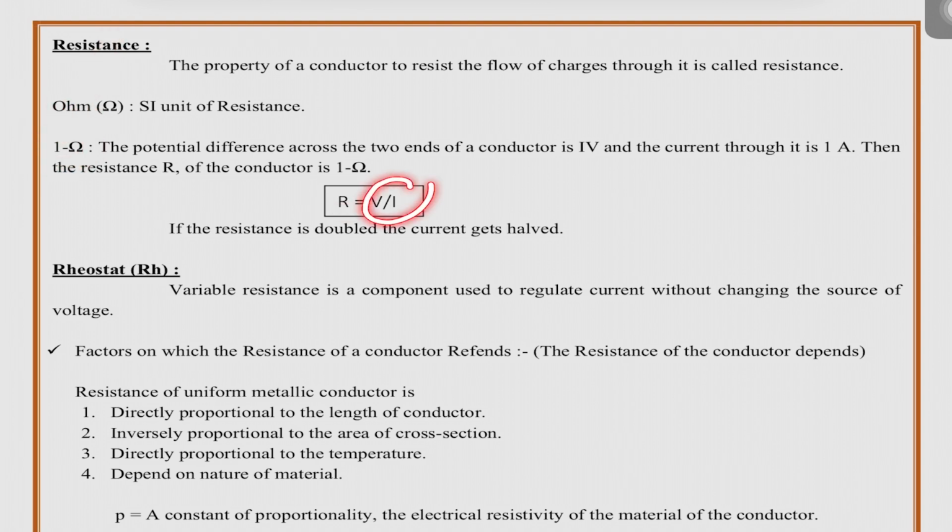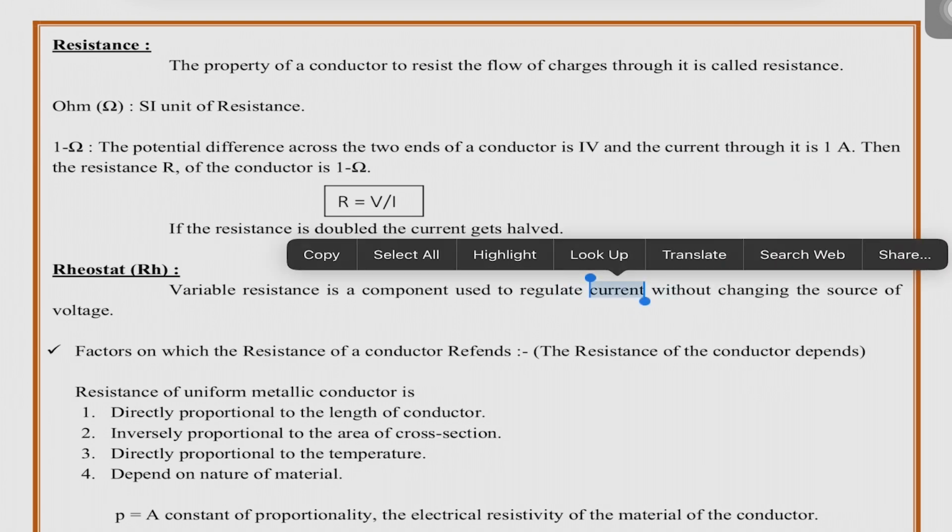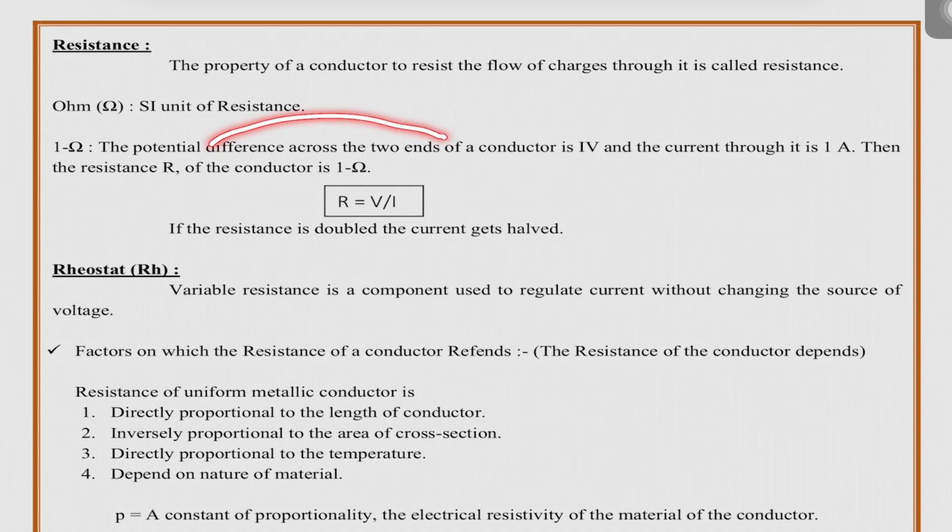When R is equal to V by I, when V is 1 and I is 1. When both the numerator and denominator is 1, then R is also 1. That is, the potential difference across two ends of a conductor is 1 volt and the current through it is 1 ampere, then the resistance is said to be 1 ohm.